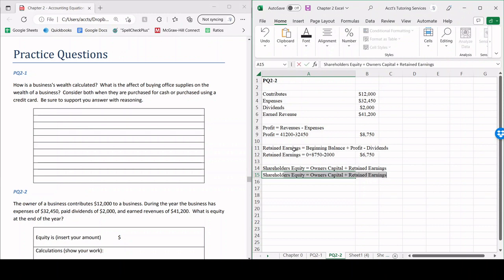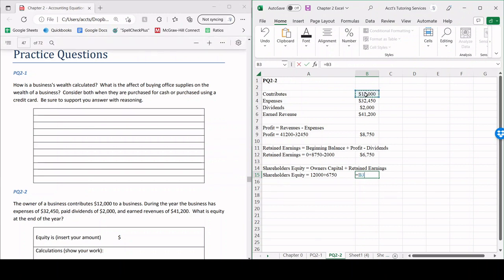So that means shareholders' equity is going to be equal to 12,000 plus 6,750. So 12,000 plus 6,750 gives us our ending balance in equity at the end of the year.